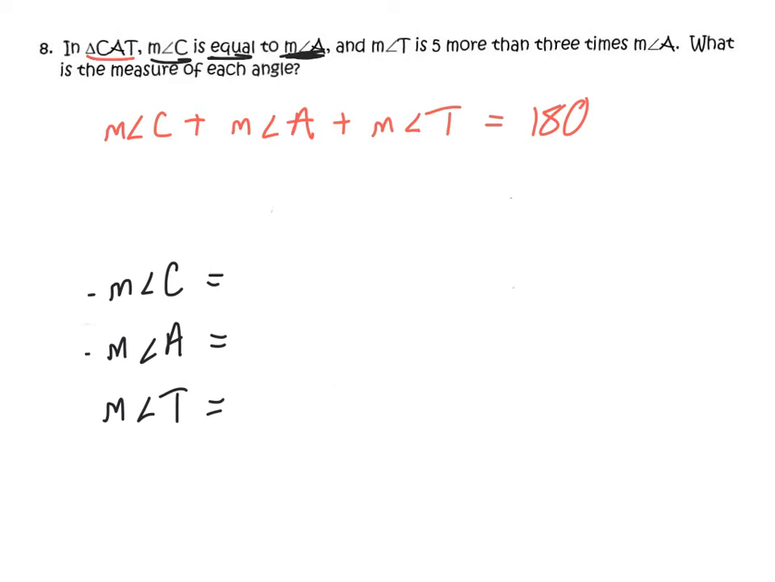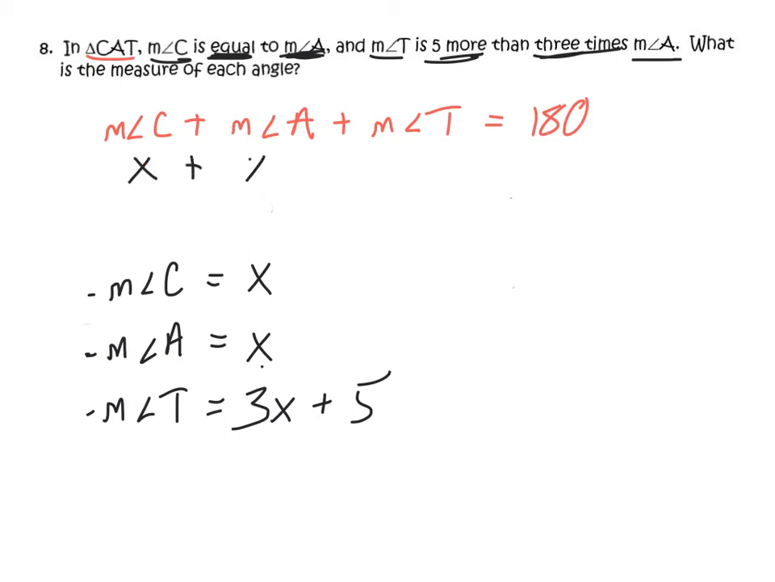So I'm going to call the measure of angle C x. Well, that means that the measure of angle A must also be x if they are equal, if they're the same. Now they go on to say the measure of angle T is 5 more than 3 times the measure of angle A. So I'm going to take the measure of angle A, which I just said is x. So it's 5 more than 3 times that amount. So 5 more means plus 5. 3 times that amount is going to be 3 times the measure of angle A, which is x. Now I have one expression to represent each of my angles. Measure of angle C is x, measure of angle A is x, measure of angle T is 3x plus 5.